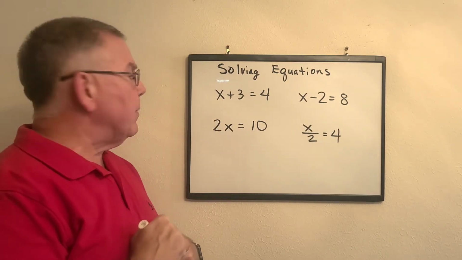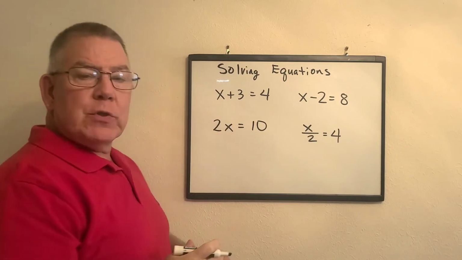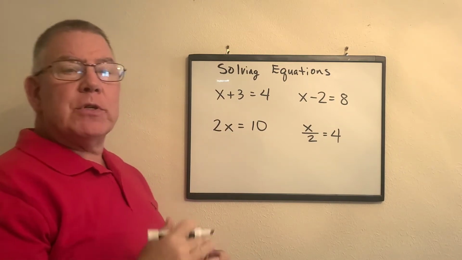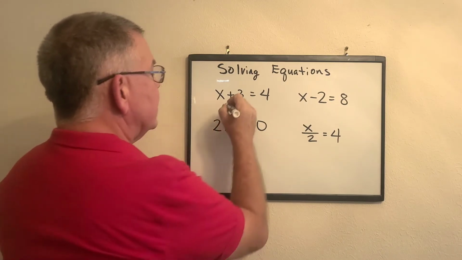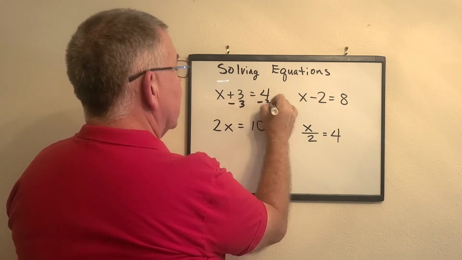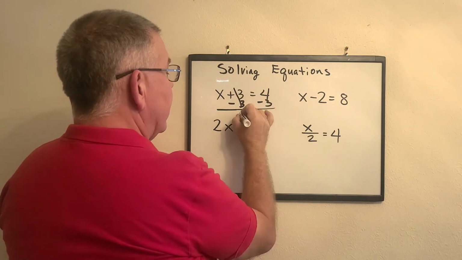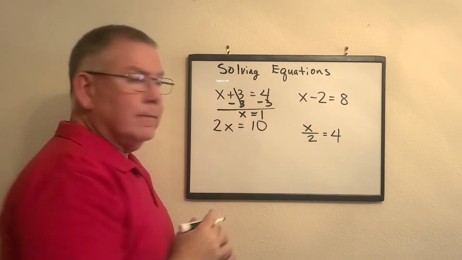Basically you can do this in your head, but you go, what plus 3 equals 4? Well, you know what that is, but I'm going to show you how we do it algebraically. We're going to undo addition with subtraction, so we're going to subtract 3 from both sides. That's a zero pair, so x equals 1.